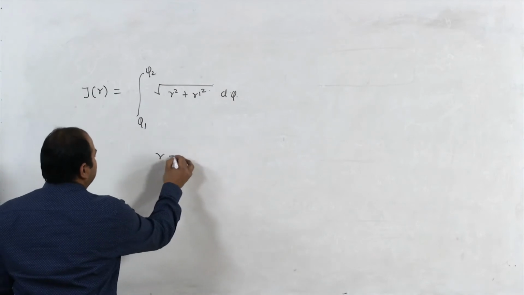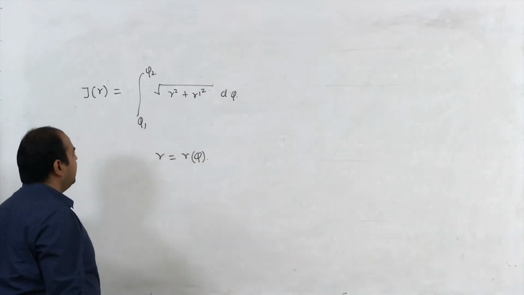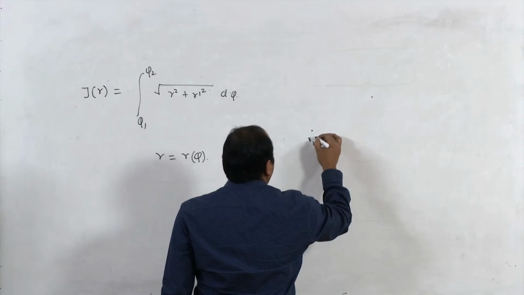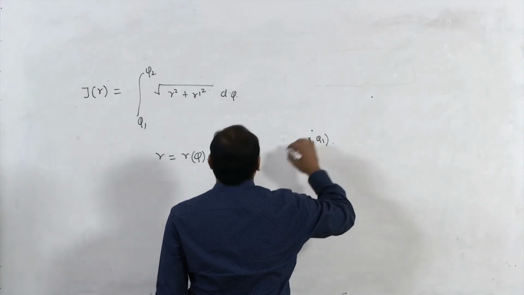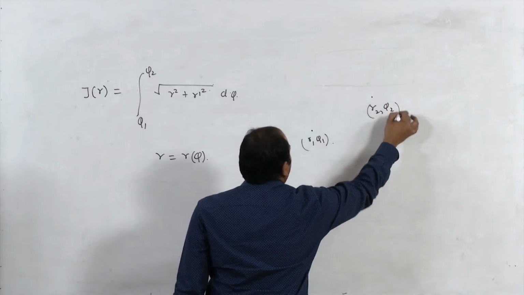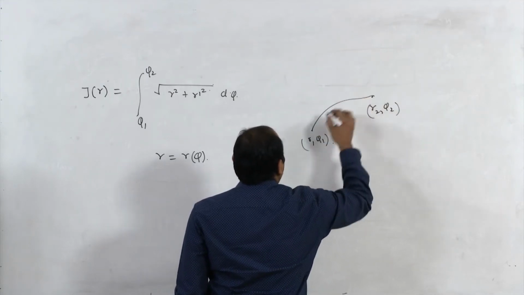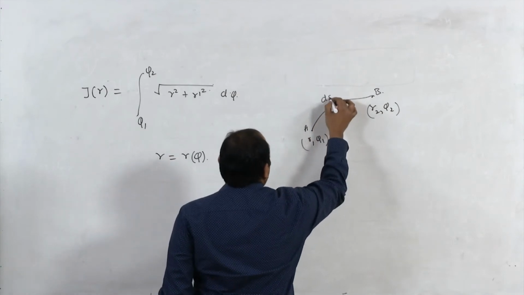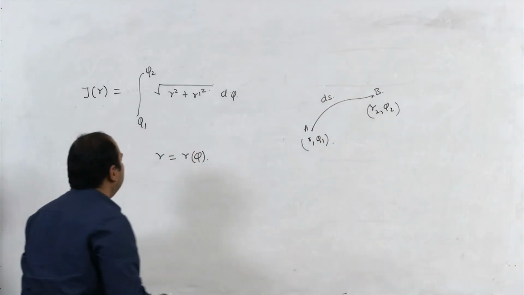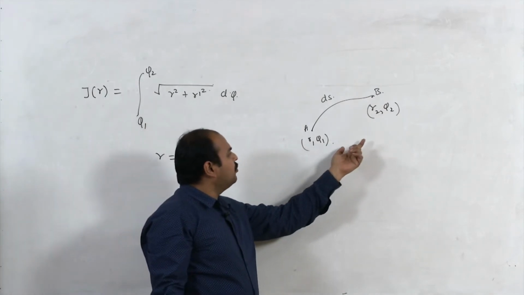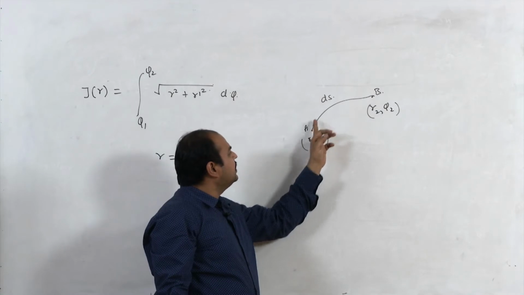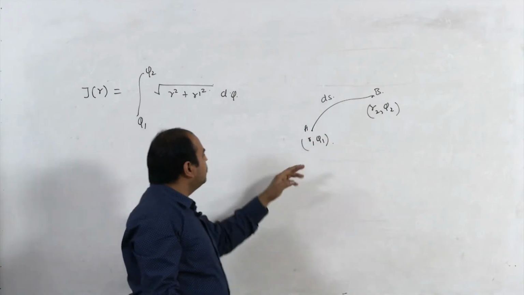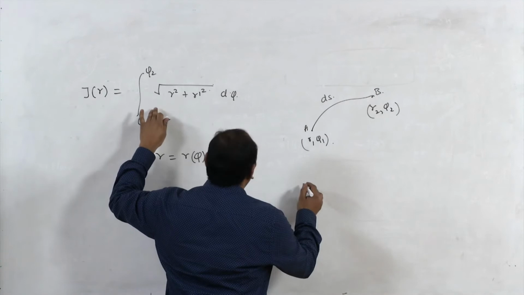Here r is given as r of phi, where this actually represents the distance between two points, say r1 phi 1 being one point and r2 phi 2 being another point, and this represents the arc element joining these two points. Let us call these points A and B, and this simply represents the length element ds. Here we can consider that in the polar coordinate system we want to find the curve which minimizes the distance between these two points A and B. For that we are extremizing this functional.